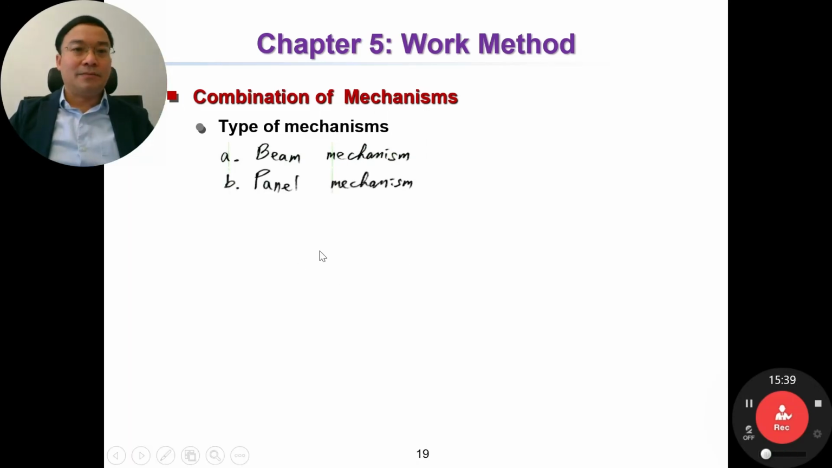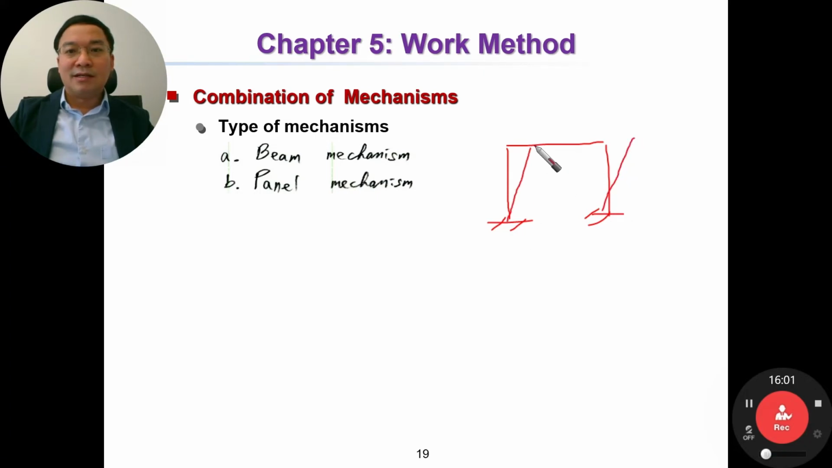The second one is the panel mechanism, or in other words the sway mechanism. For example, the previous original structure. Then the panel mechanism is like this, with a plastic hinge here, here, and here. Then we have the sway mechanism, or panel mechanism.